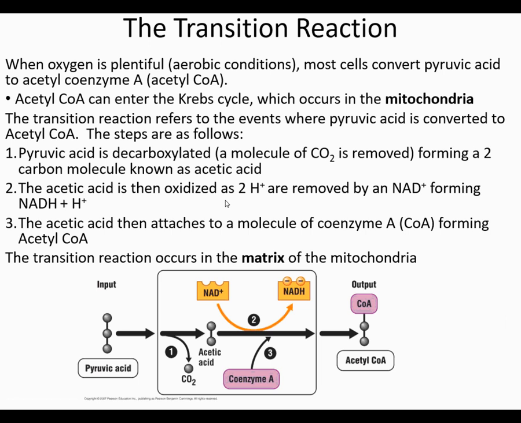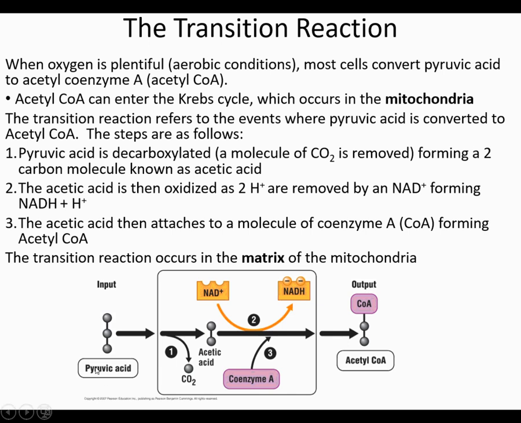If oxygen is plentiful, what we once again call aerobic conditions, we're going to convert that pyruvic acid to acetyl coenzyme A. Now, the textbook doesn't specifically call it the transition reaction, though some textbooks do. I like the term transition reaction because it kind of tells you what it is. This is a reaction that's basically between glycolysis and the Krebs cycle. It helps us get to that point. It transitions us.